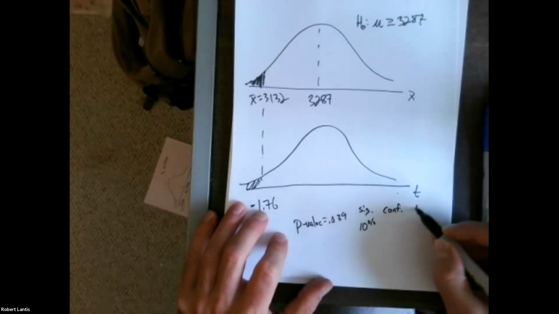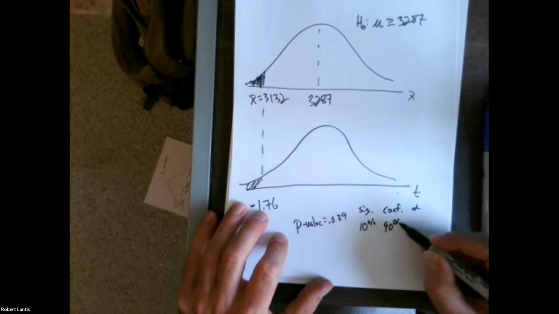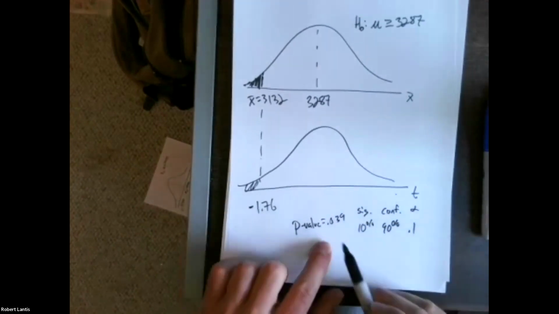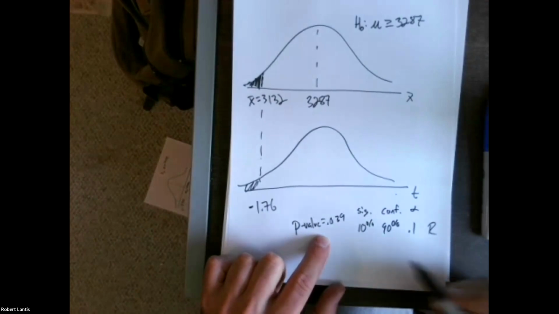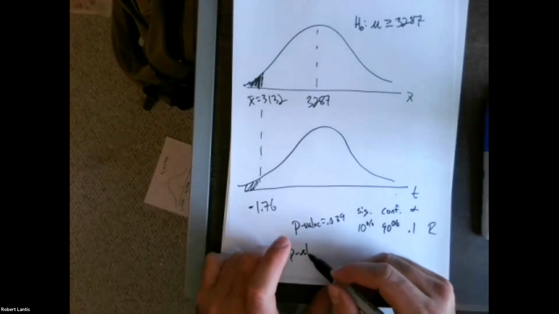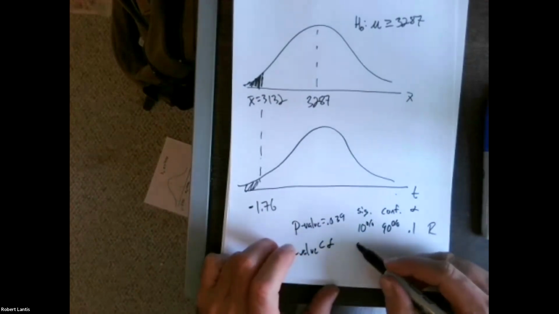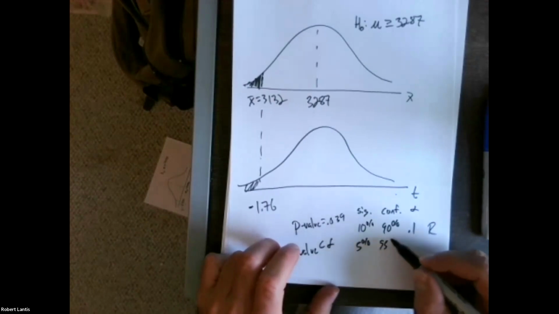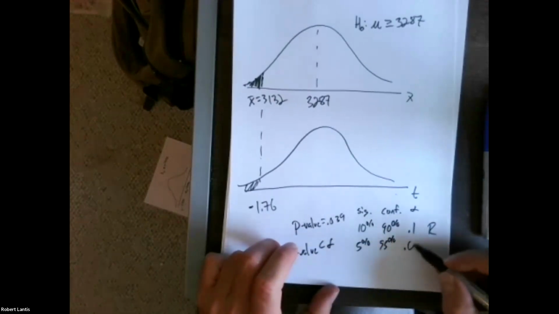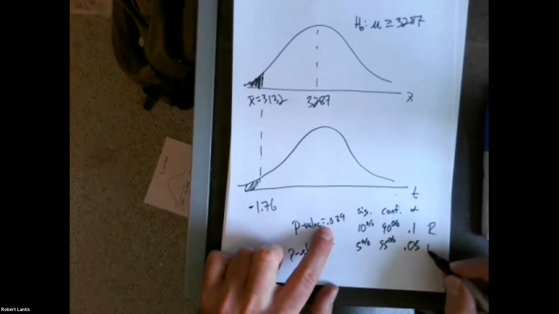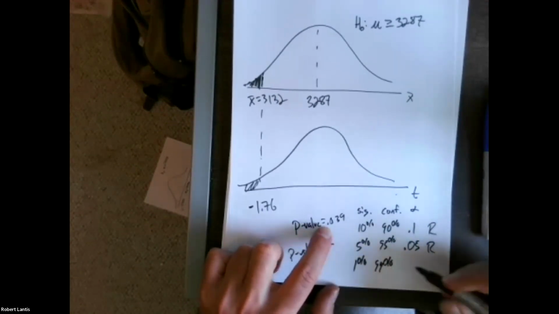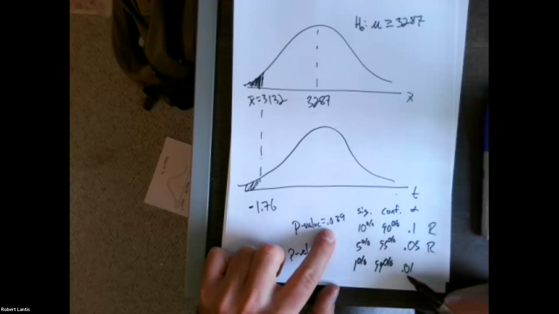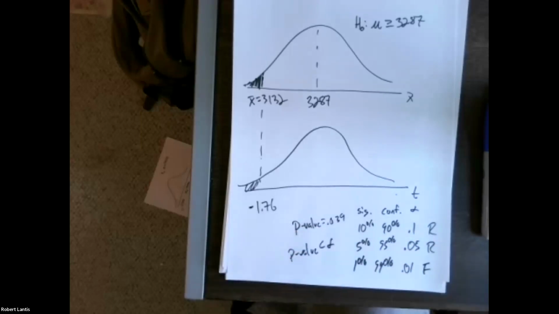So at the 10% significance level, what's our level of confidence and what's alpha? 90% confidence level, alpha is 0.1. Is our p-value less than that? Yes, so we can reject. Remember, we always reject if our p-value is less than alpha. What about the 5% significance level or 95% confidence level? Alpha is 0.05. Our p-value is less than that, so yes, we can reject. What about the 1% or 99% confidence level? Alpha is 0.01, and our p-value is not quite less than that. We would fail to reject the null with 99% confidence.